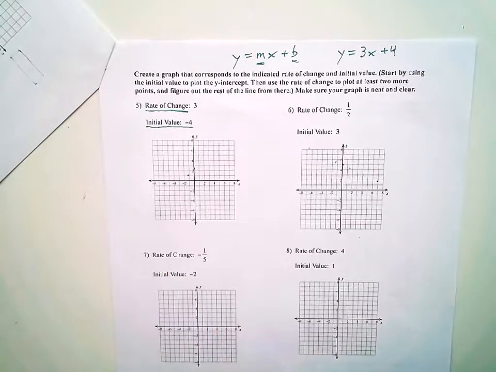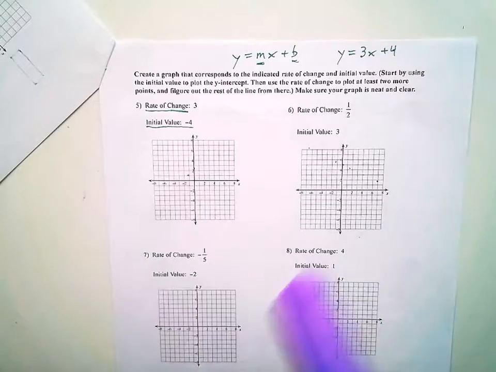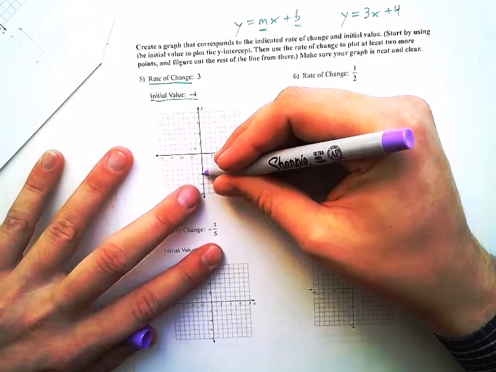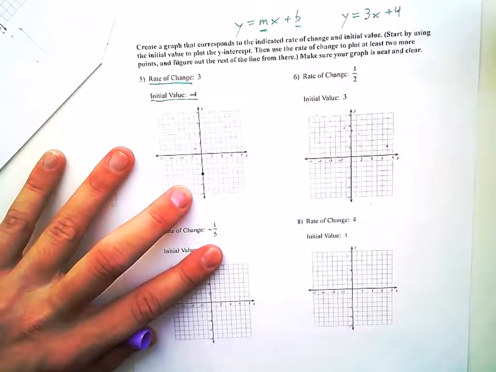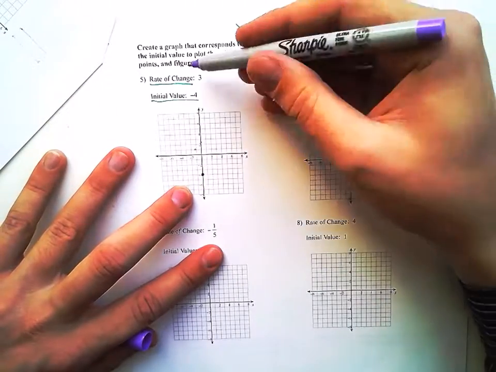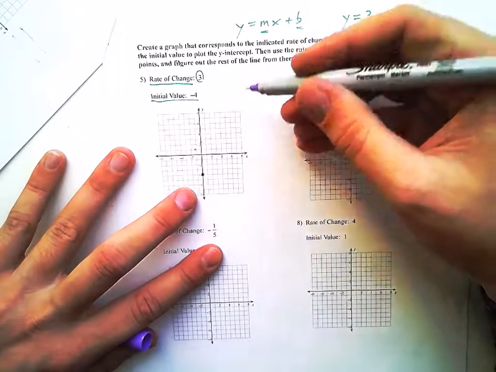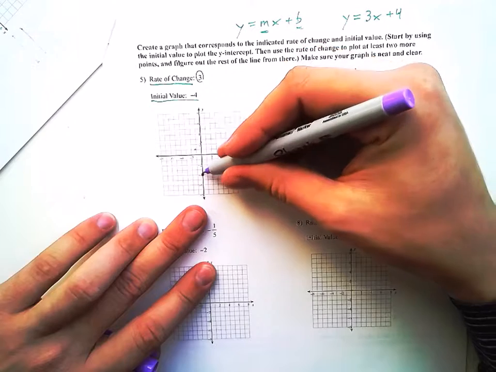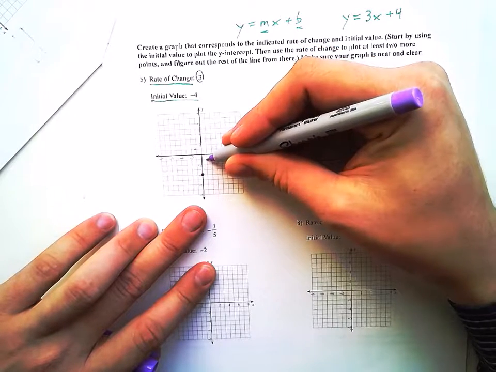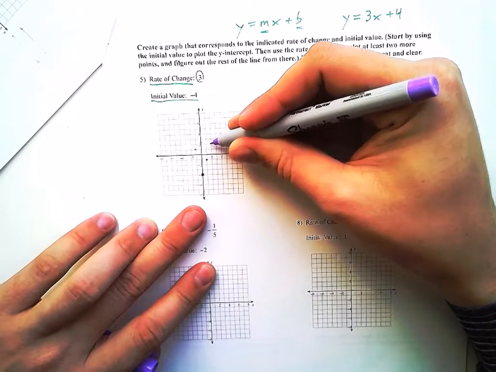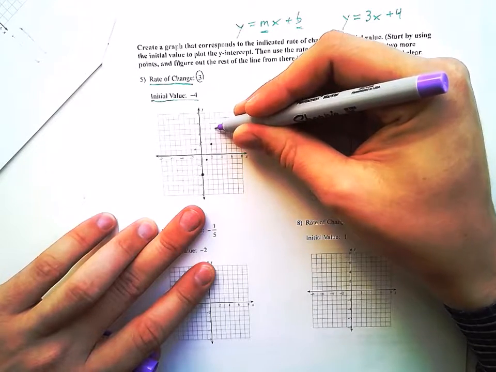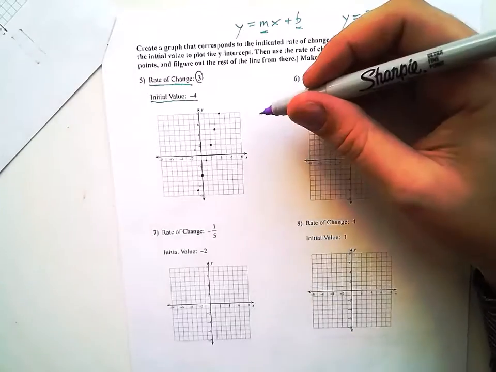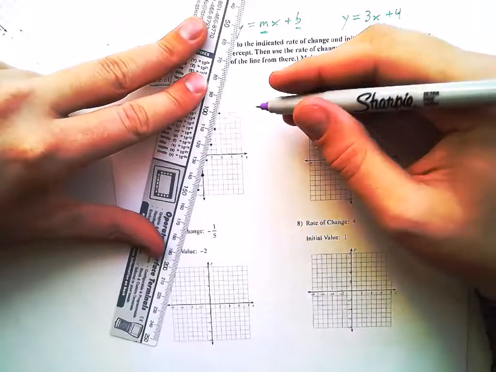So on these guys, all you've got to do is put in the initial value, which is just going to tell you where it hits the y-axis, and then you're going to go according to the rate of change from there. Rate of change is 3, or the slope is 3. That means it's going to go up 3 over 1, up 3 over 1, up 3 over 1. And that's what it's going to look like.